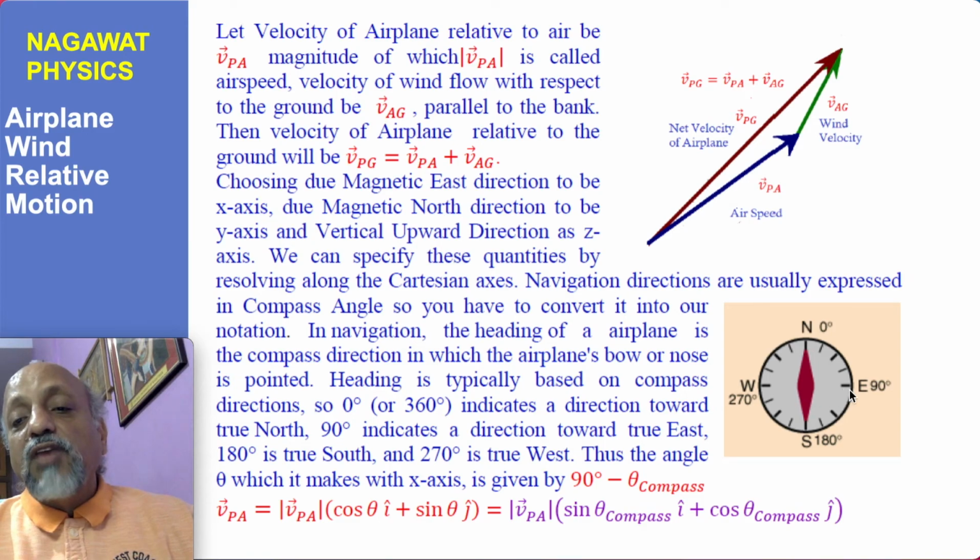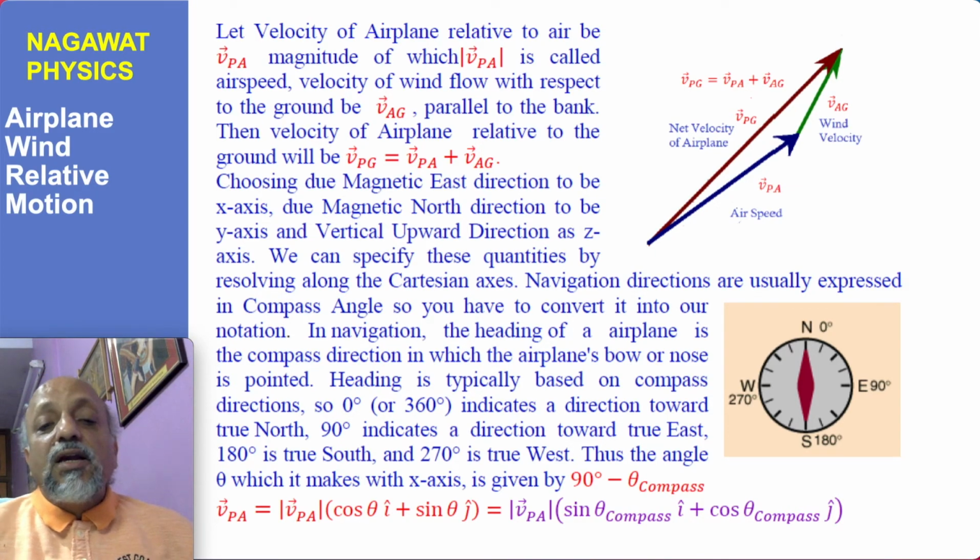So if something is given as compass 90 degree, that means 90 degree minus 90 degree, which is 0, and it is due east. Similarly, due north is 0 degree compass, so 90 degree minus 0 gives 90 degree in my notation. Due west is 180 degree in my notation, and it is 270 degree in the compass, so it is obtained from 90 degree minus 270 degree, which is minus 180 degree or 180 degree, whatever you call it. So you can express it in terms of theta.